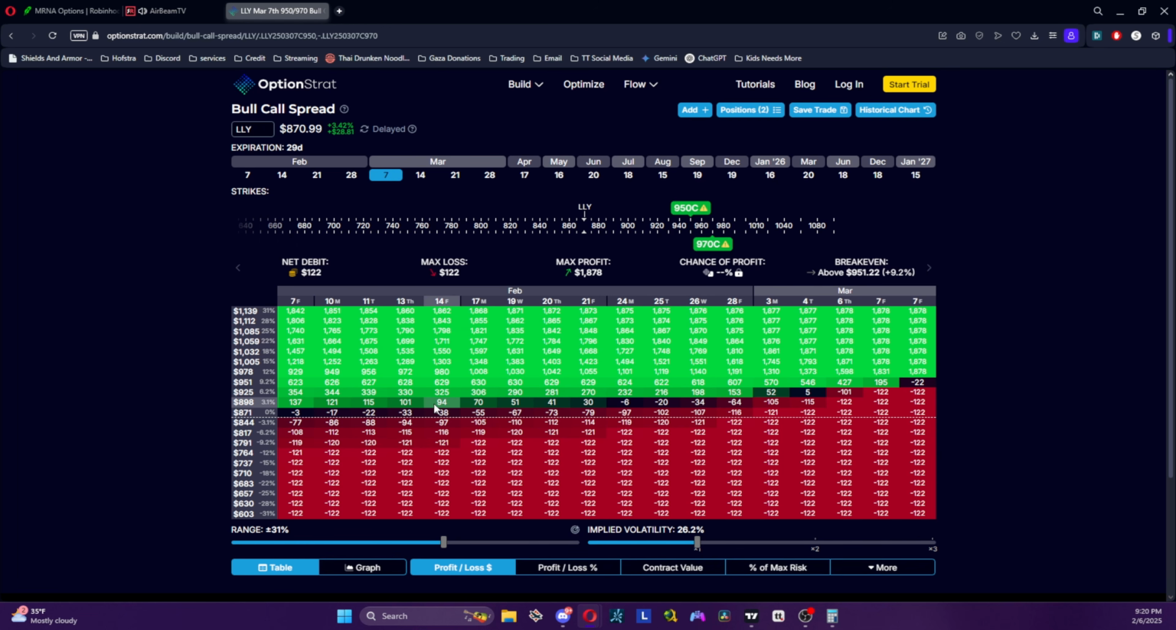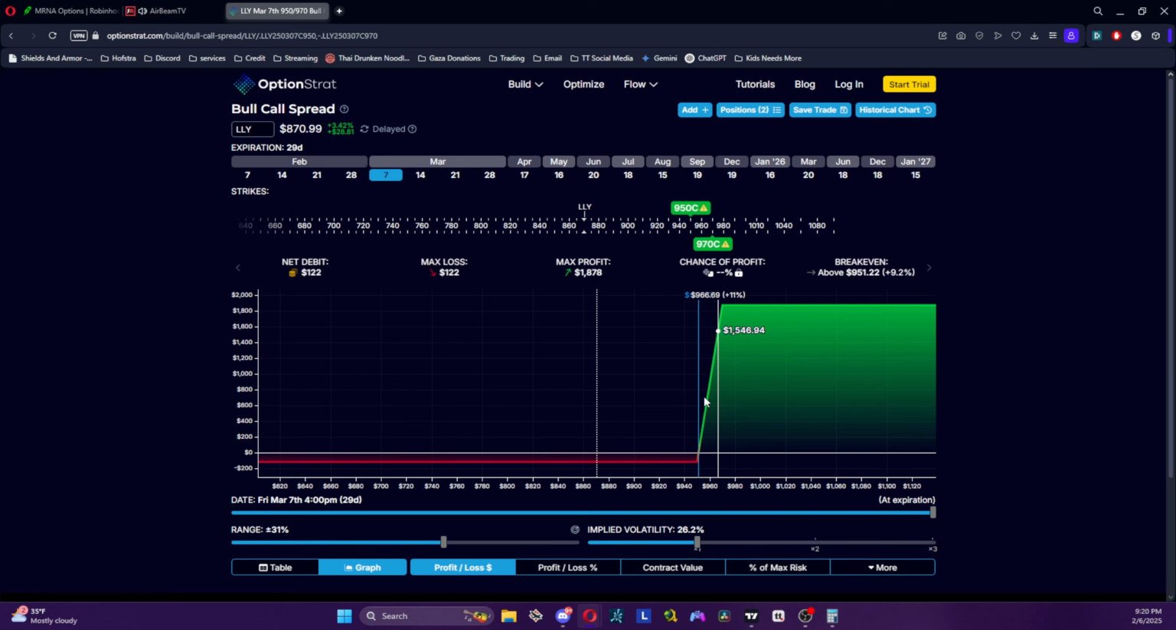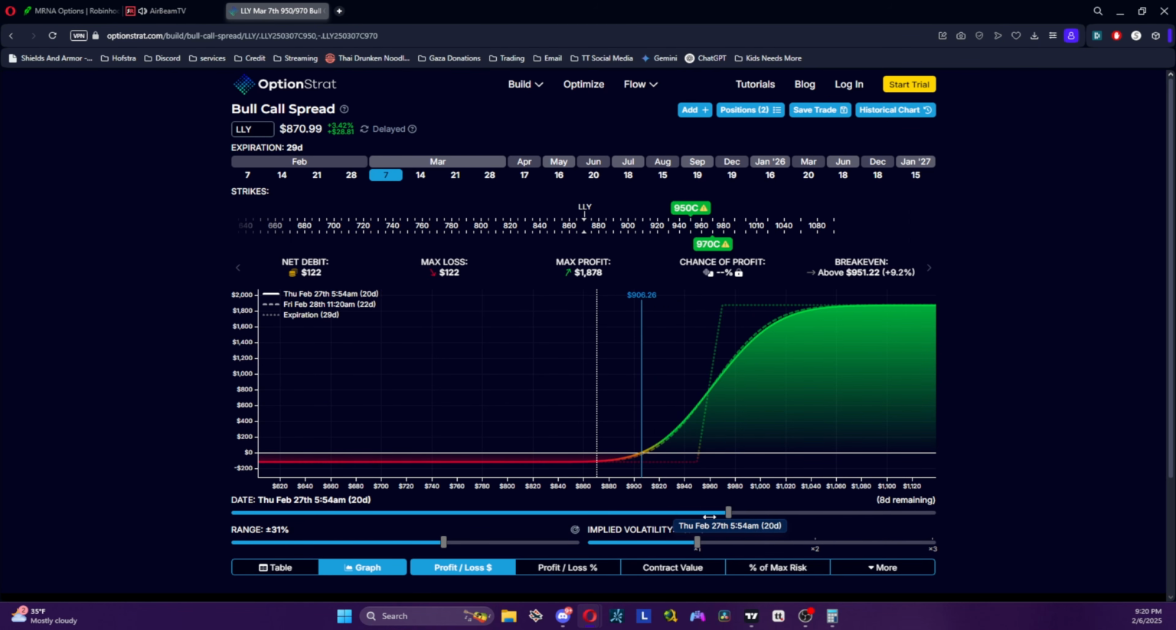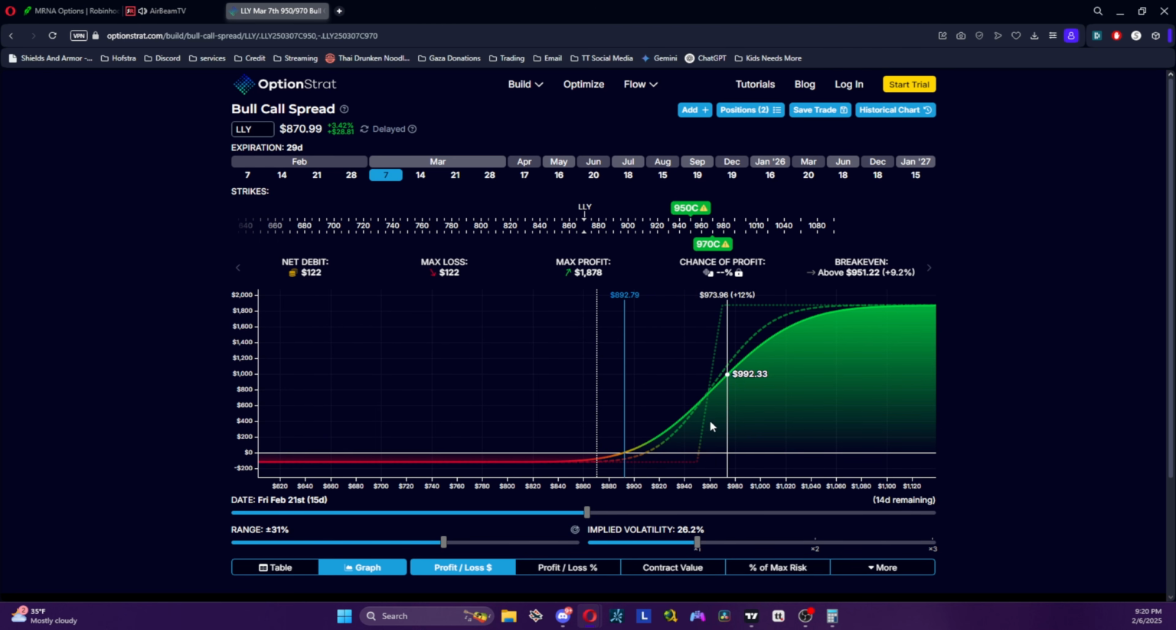If it went only to $898 or close to $900, you're going to be up $94 on the spread. So you can actually come to the OptionStrat website and see how exactly it's going to change throughout. You can also make it a graph and see, let's say by February 21st, how profitable my spread would be if it's at a certain price?